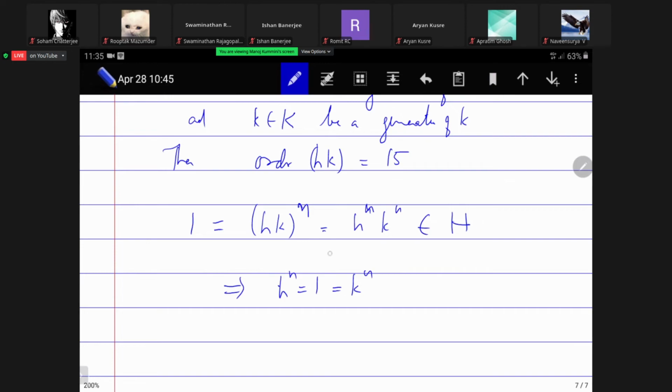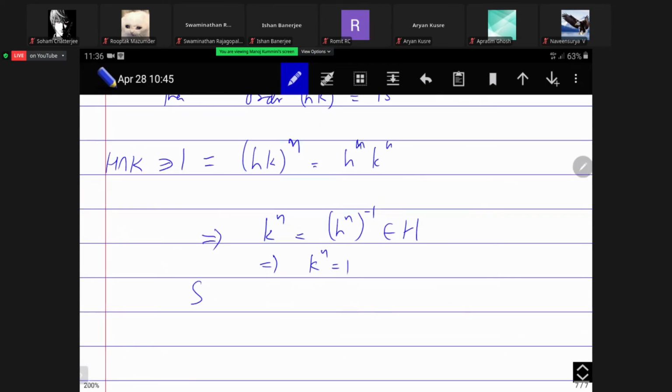and K. Remember h to the n is inside H, and 1 is inside K. This implies that k to the n, which is h to the n inverse, is inside H. This implies that k to the n is 1, because that's the only intersection with K. Similarly, h to the n is 1. So 15 divides n.